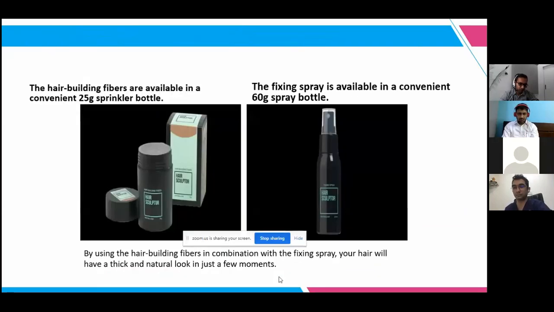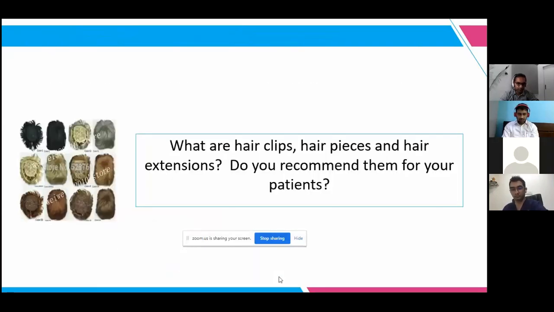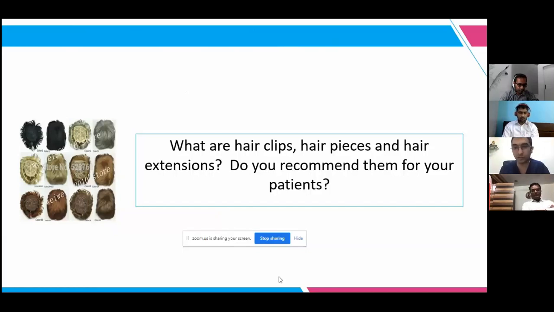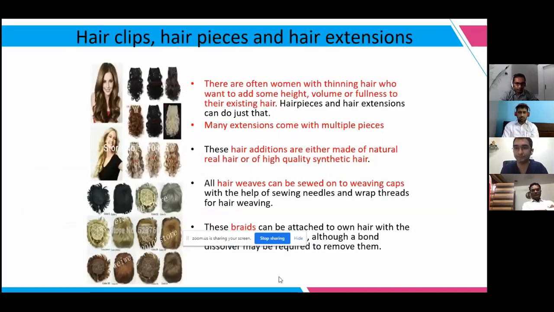Next, do you use hair clips, hair pieces and hair extensions, Dr. Malai, Dr. Mehta? I do refer patients if they are keen on using such things, and patients with high expectations that cannot be matched with hair transplantation, I refer to XYZ Center. There are often women who want their hair to be full and voluminous, so they have bridal hair pieces. Actually, those have been used in India since many ages.